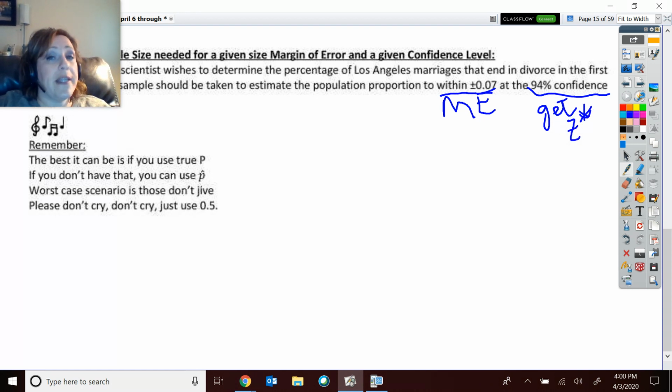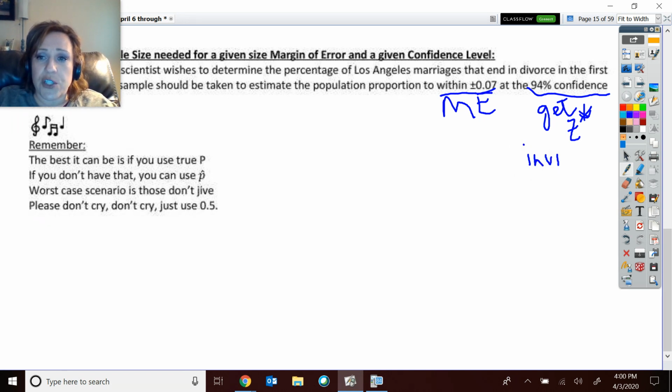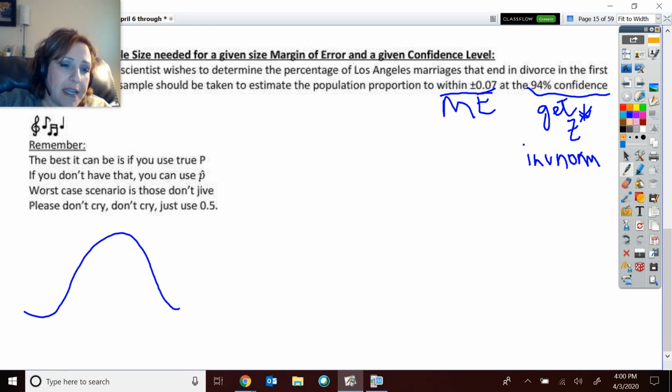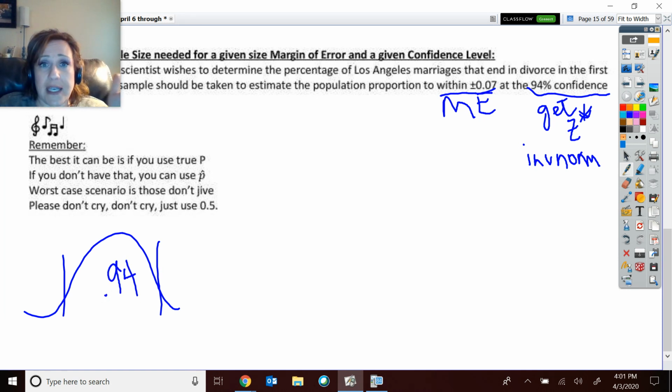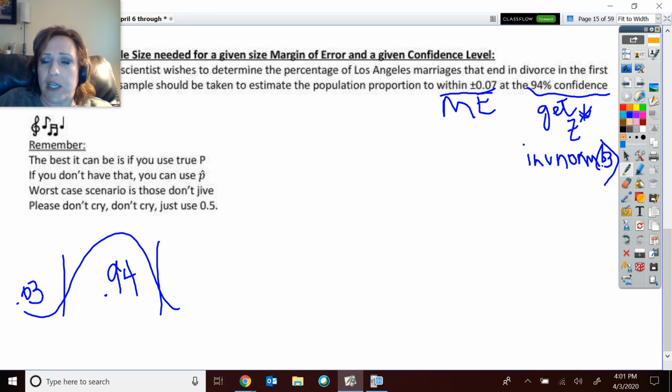Okay, 0.94 isn't your critical value. You need to find the critical value. While you may use that confidence level, that's not it. That confidence level is what's in the middle. So in order to get that critical value, we know we're going to do inverse norm of 1 tail. Okay, and so if we had 94% in the middle, how much is that putting in each one of those tails? So that leaves 6% split. So each tail is 0.03. Okay, so I'm going to do inverse norm of my 0.03 to get that critical value.